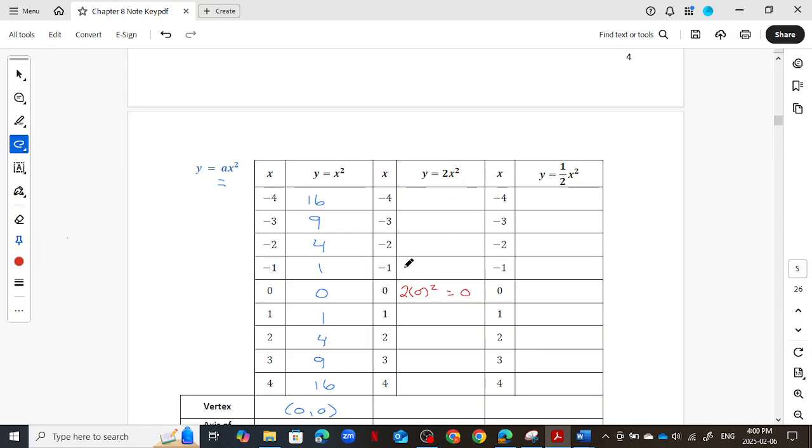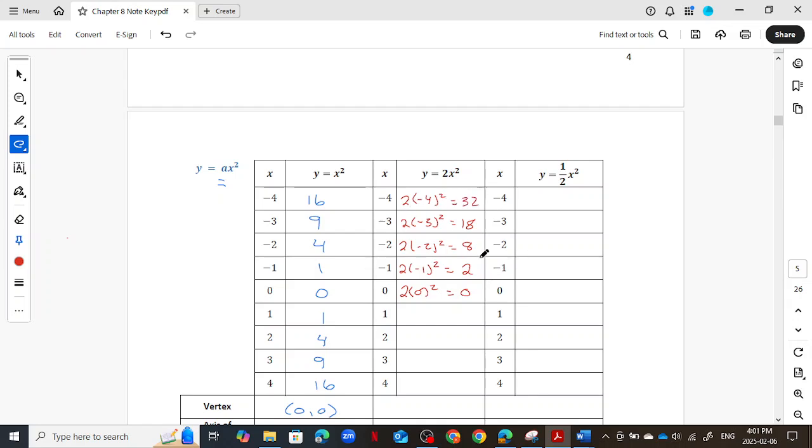When I put in negative 1, I've got 2 times negative 1 squared, which gives me 2 times 1 is 2. When I put in negative 2, I've got 2 times negative 2 squared. So this is 4 times 2 is 8. When I put in negative 3, I've got 2 times 9, which is going to give me, I'm having a brain fart, 18. When I put in negative 4, I've got 2 times negative 4 squared. So I've got 2 times 16, which is 32.